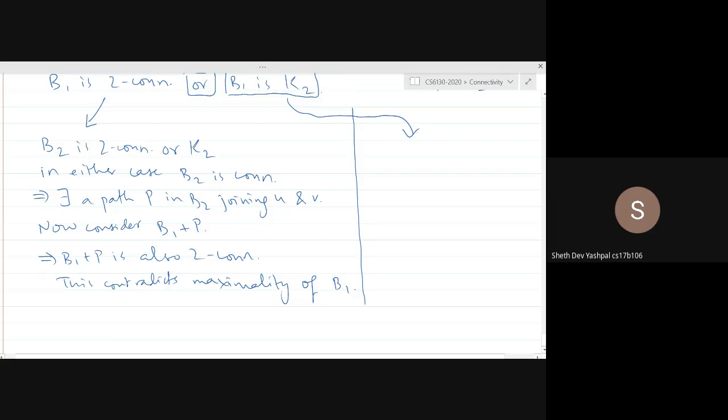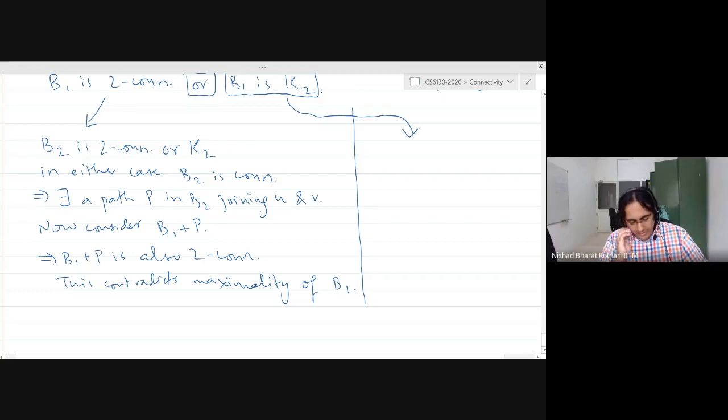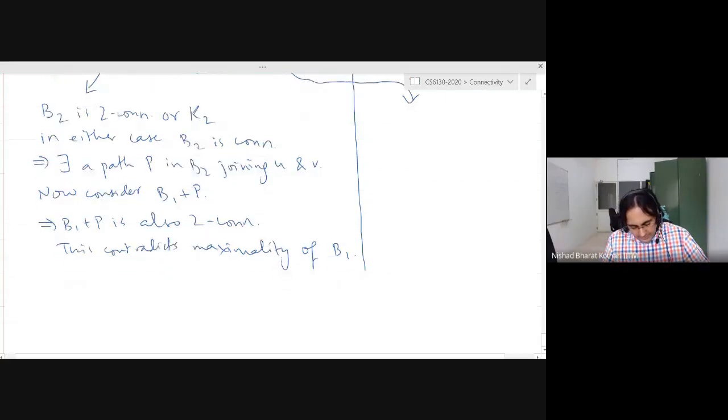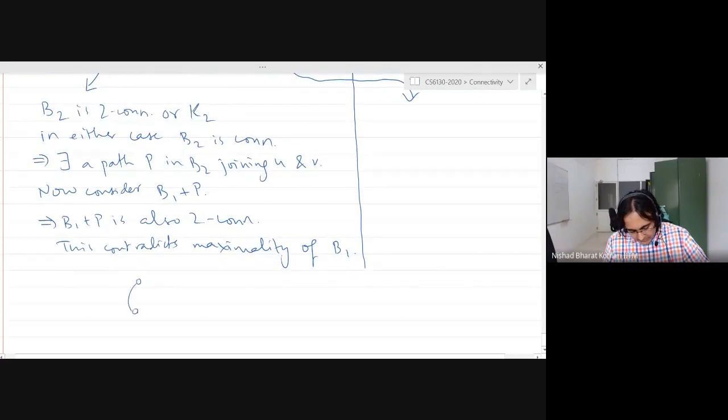Sir, if B1 is K2, we can just begin the proof with B2 in the first place, right? So that could also work. Both can't be K2, otherwise it will be a multigraph. Oh, I see. Right. If both are K2, then again it's actually easy because this is a two connected graph. So if both of them are K2, then you can just say that B1 plus B2 is a two connected graph. So if you are dealing with multigraphs, the proof still goes through. If you are dealing with simple graphs, then you get a contradiction, right?